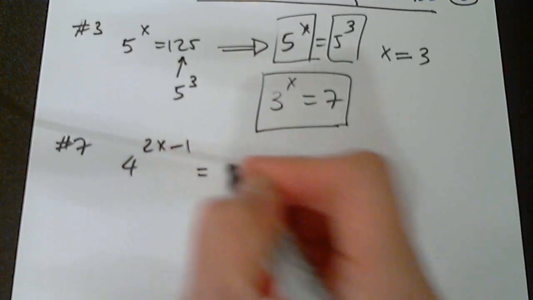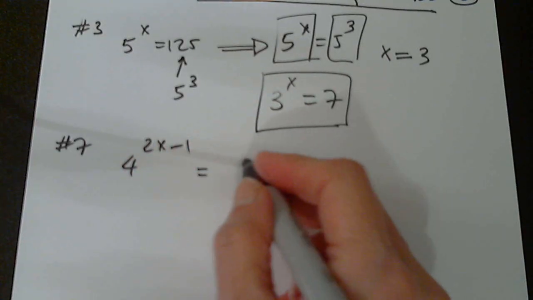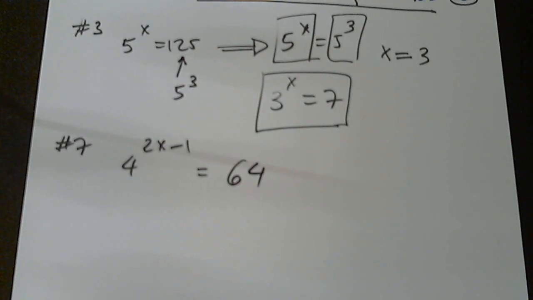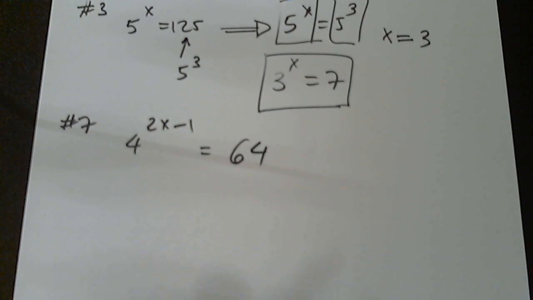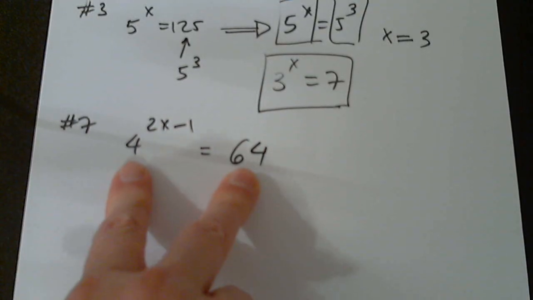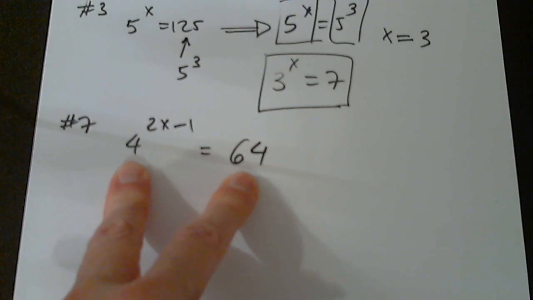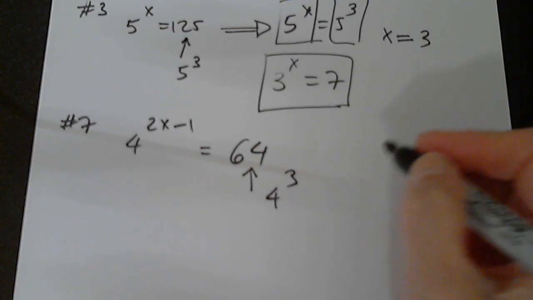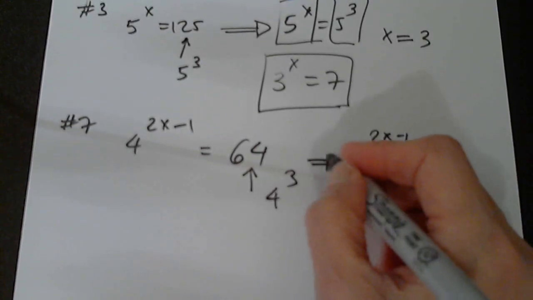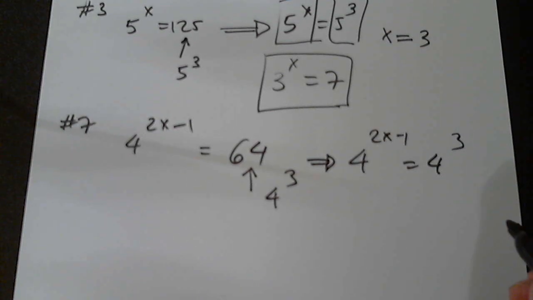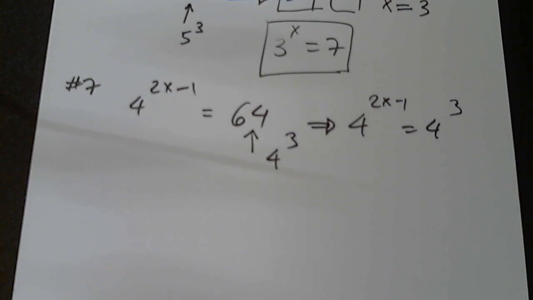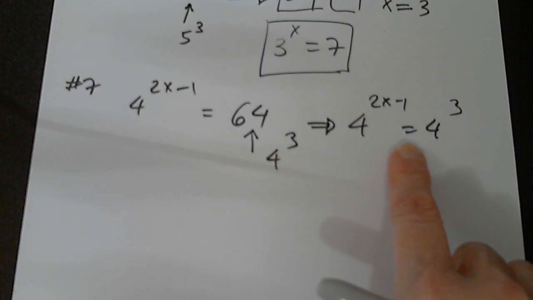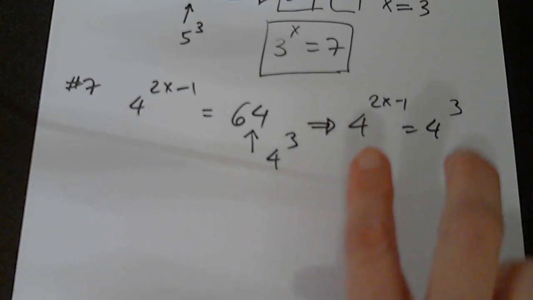In 7 we have 4 to the 2x minus 1 equals 64. I have several options. I'm going to try to see if I can have the same base. Yes. If I remember that 64 is 4 to the third, I'm in business. So then I have 4 to the 2x minus 1 equals 4 to the third. What has to happen? I have two exponential notations. They have the same base and they are equal. What has to happen for this to equal this?